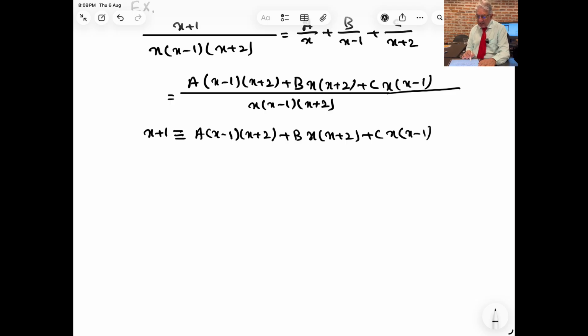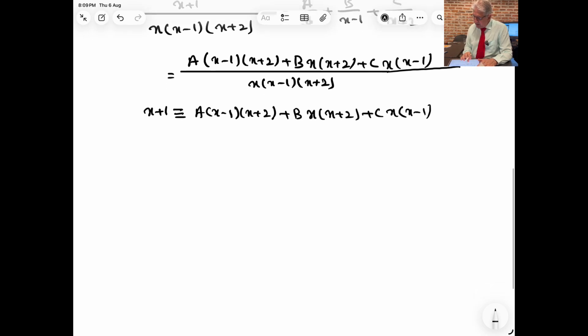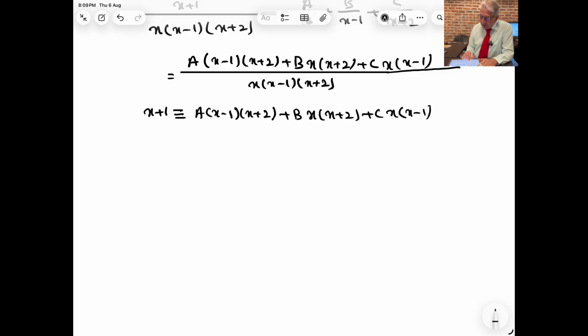In the other method, you have to multiply this out. You are getting an x squared, therefore a quadratic equation, and this will be more complicated. It's easy to substitute numbers. Look at what are the nice numbers. The first number is x equal to 0. If x is equal to 0, this and this will vanish, and we directly get the value of a. On the left hand side you are getting 1, on the right hand side you are getting a times minus 1 times 2, so clearly a is equal to minus 1 over 2.